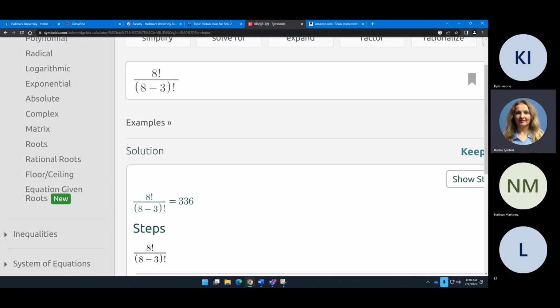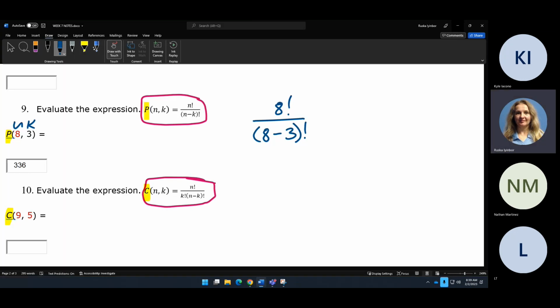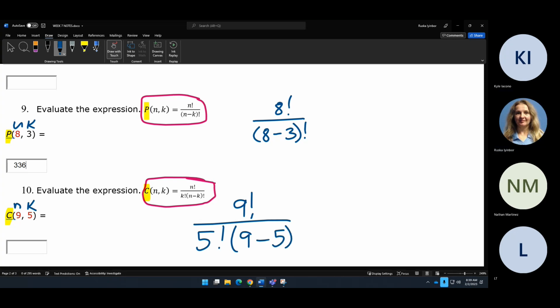Combination is the same way, just use the other formula. So if I want to do number 10, in this case N is going to be 9 and K is going to be 5. So on your calculator, you're going to follow the formula for C, for combination. So you have 9 factorial, this is what you put in your calculator, 9 factorial over 5 factorial first, and then 9 minus 5 factorial. What do you get? 126.